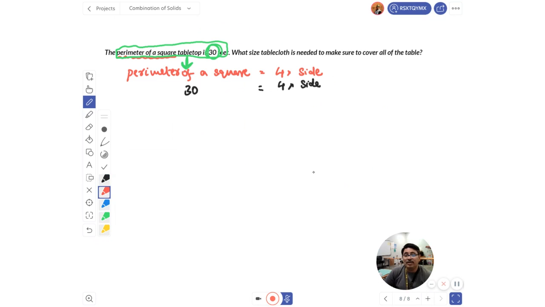We go by inverse operation. So division by 4, you get that side equals, you can make use of calculator, 7.5 feet. Okay, but this is not the end of the story. The question is, what size of tablecloth is needed to make sure to cover? Just imagine that the table top is to be covered.